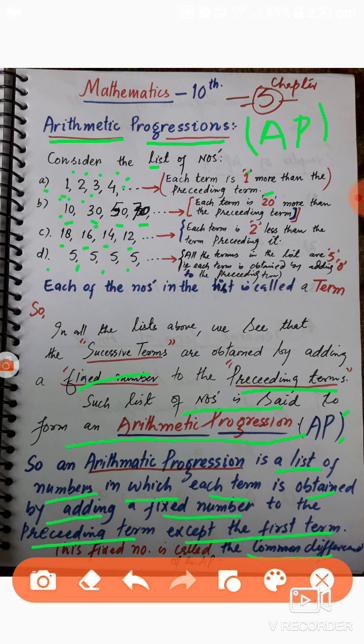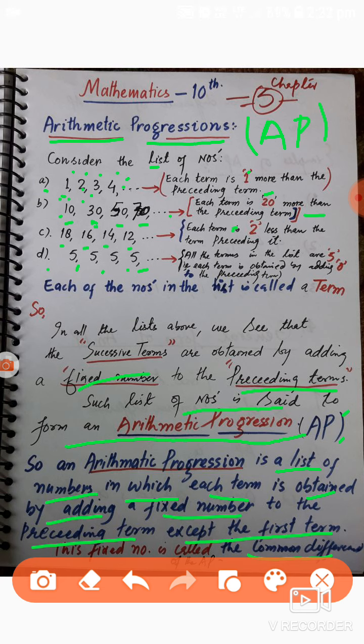Now for this common difference, we see that in the first case the common difference is 1, because 2 minus 1 is equal to 1, 3 minus 2 is equal to 1, 4 minus 3 is equal to 1. Similarly, in the second case, 30 minus 10 is 20, 50 minus 30 is 20, 70 minus 50 is 20. So in the second case the common difference is 20. In the third case the common difference is minus 2. And in the fourth case we have common difference 0. So in an AP the common difference can be positive, negative or 0.